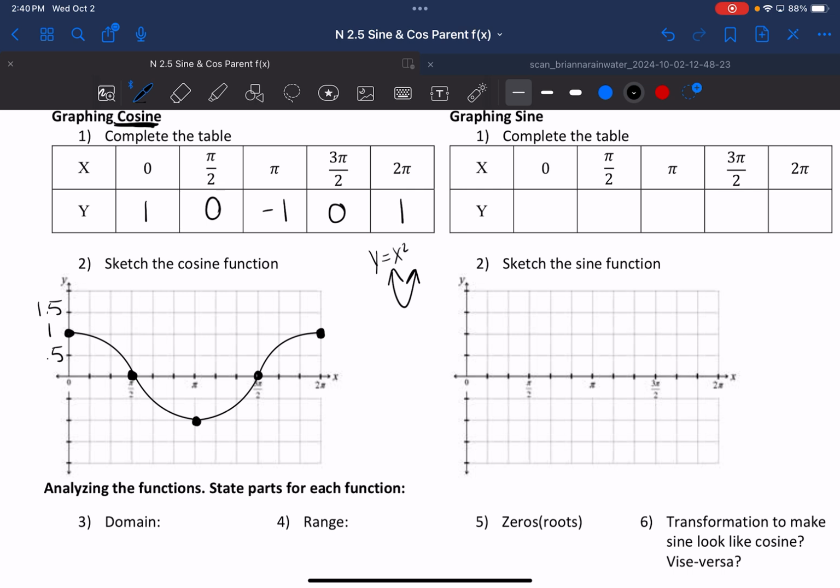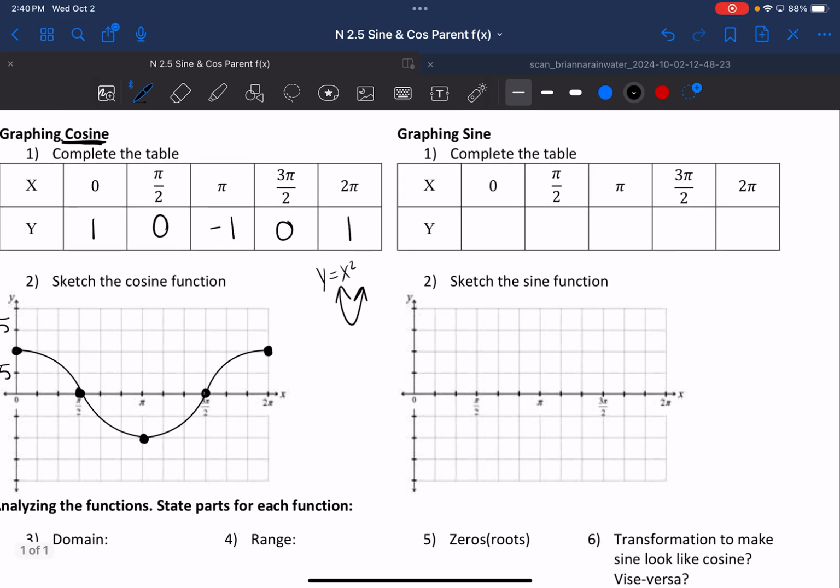All right. Okay. Now I want you to do the exact same thing, but fill in the table and graph for sine. So that's what they said this one is for. So you tell me what those values are for sine, and then sketch a picture on the graph.